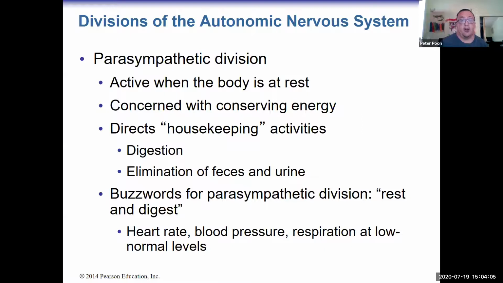Your eyes are more rested, so they're not quite dilated. Your heart rate slows down. Your breathing is at tidal volume, which is very, very shallow.